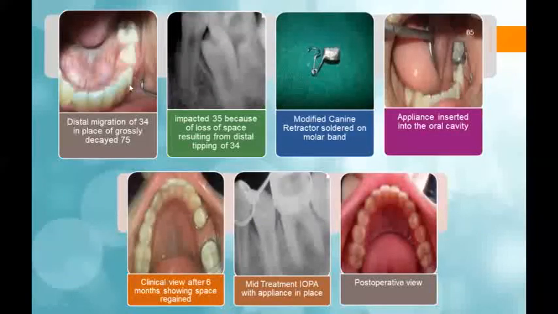Here in the first photograph, it shows the distal migration of the 3-4 in place of the grossly decayed 7-5, and the radiograph shows the impacted 3-5 because of the loss of the space resulting from the distal tipping of the 3-4. So they made the modified canine retractor that is soldered onto the molar band.